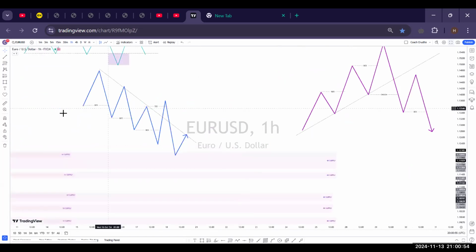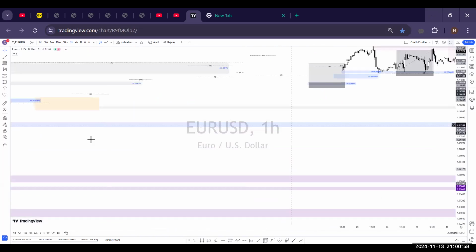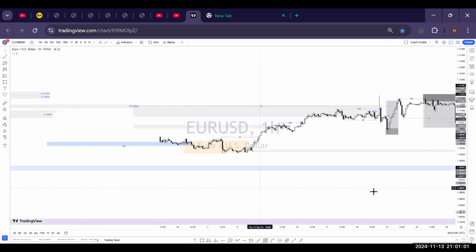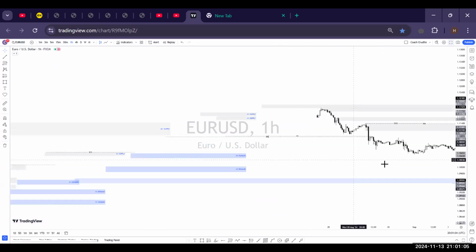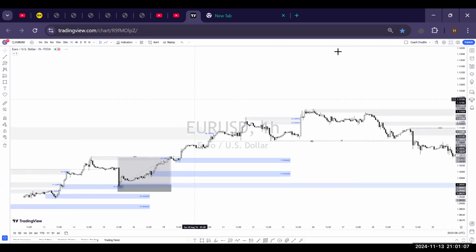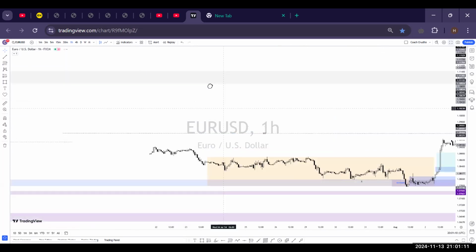So now let's go to ranging. Yes, for a ranging market, we focus on the support and resistance at the same time. Okay.